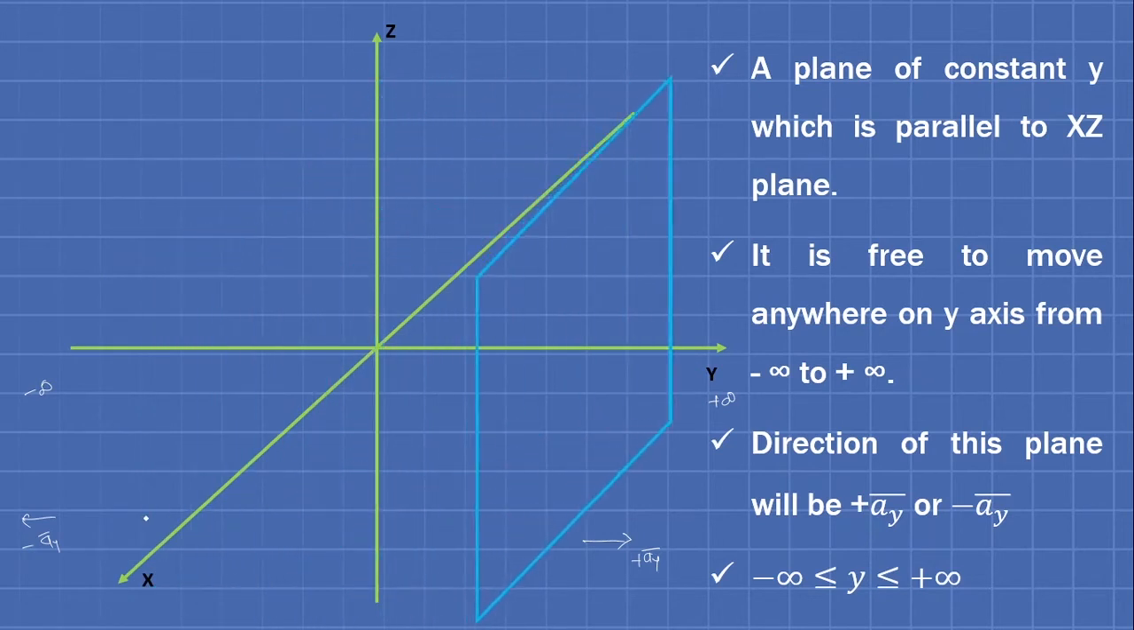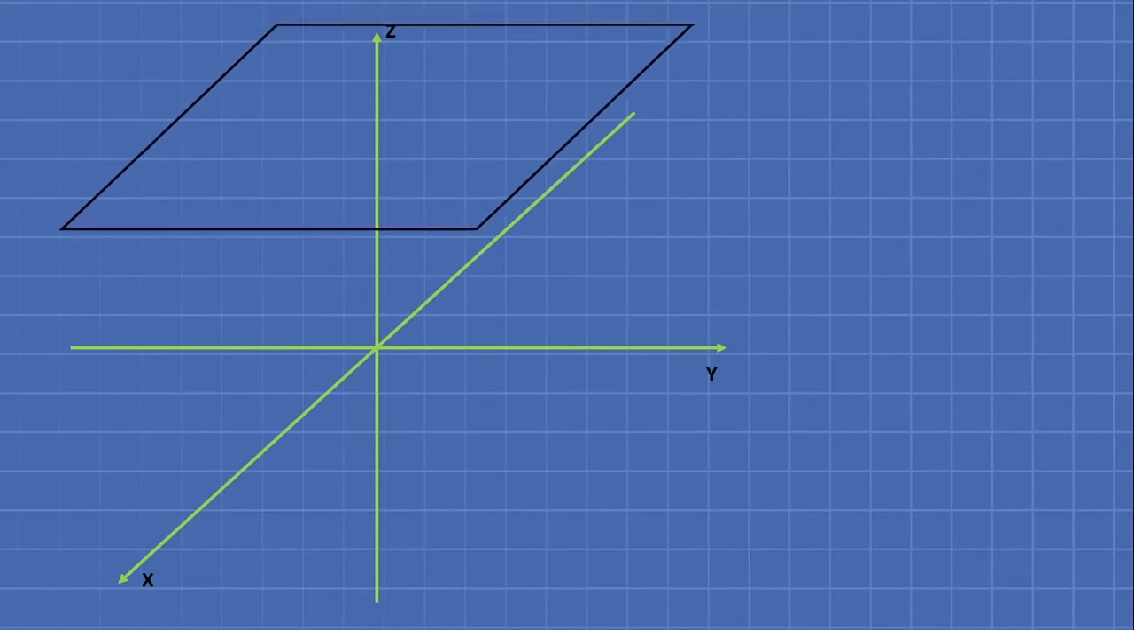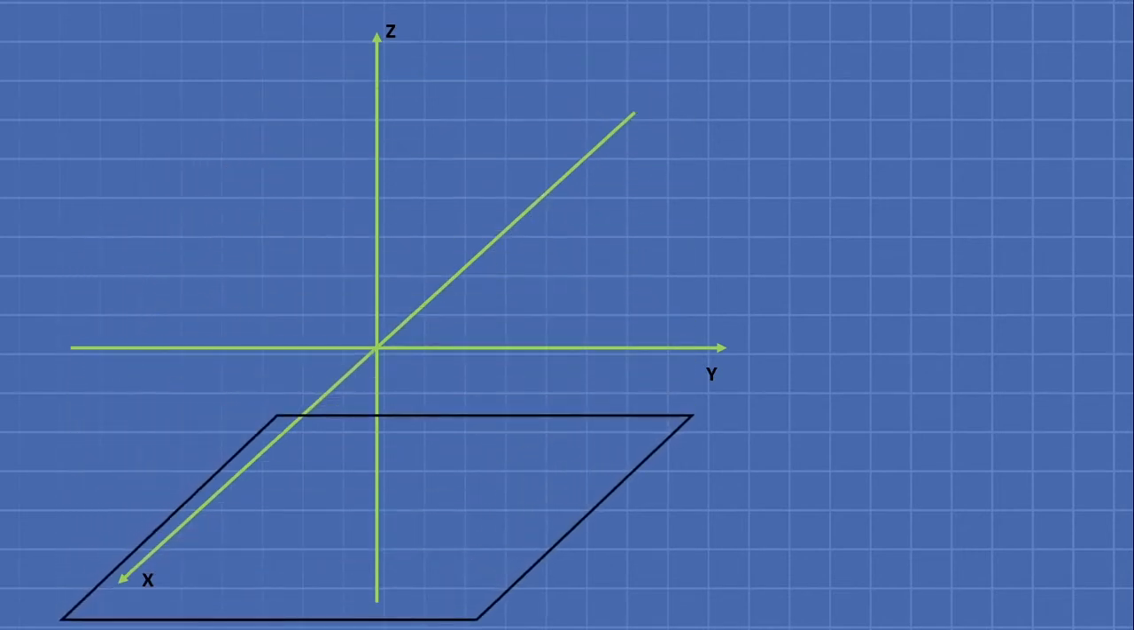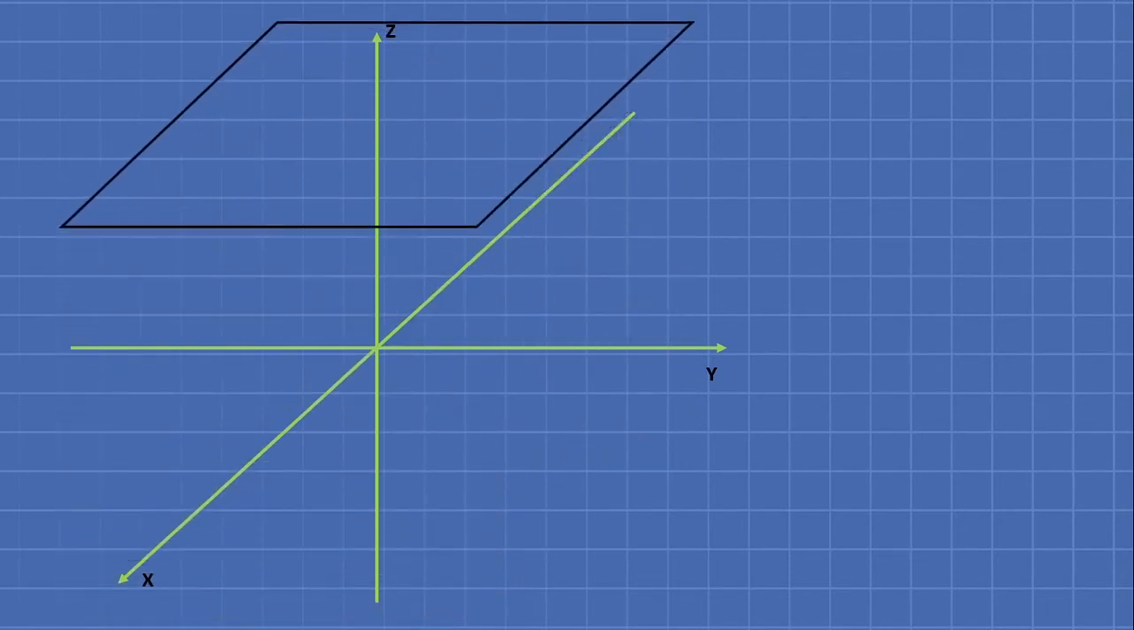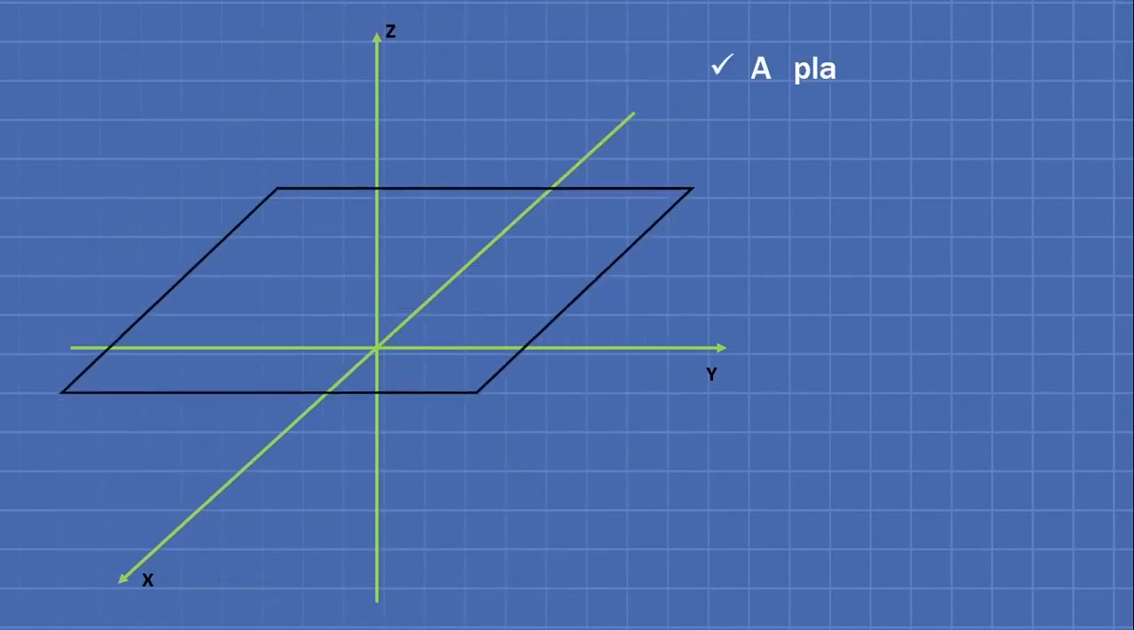Fine. Again, with the intersection of two such infinitely spread planes, we can have a line, but we cannot represent the point yet. So we are going to need one more plane. So this time we will consider another plane, which will be parallel to the xy plane and free to move from minus infinity to plus infinity on the z axis. As you can see, this plane can travel along the z axis from negative infinity to positive infinity.